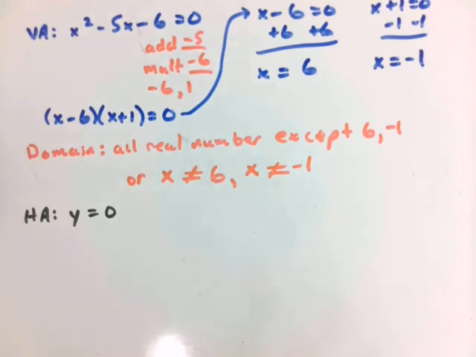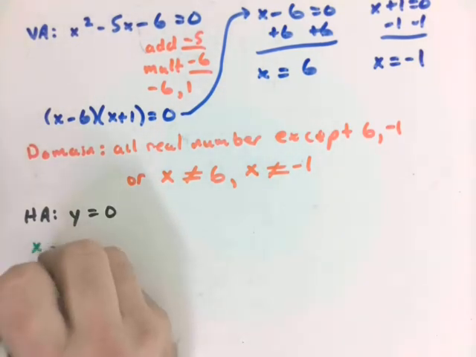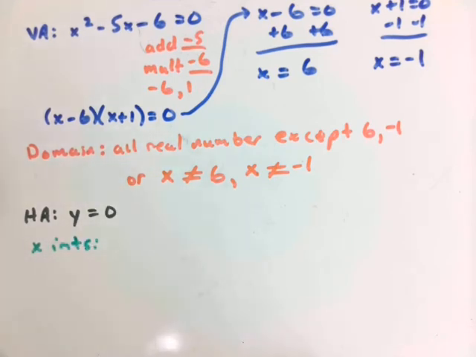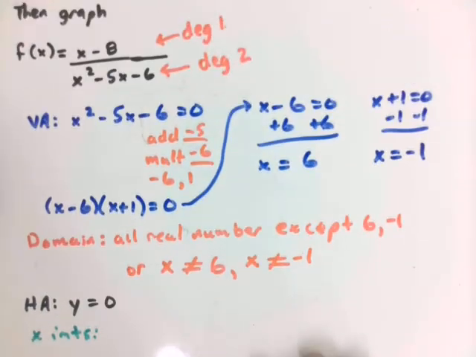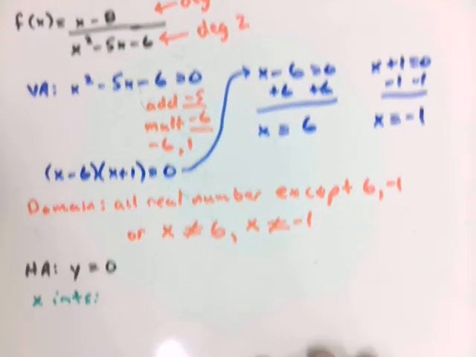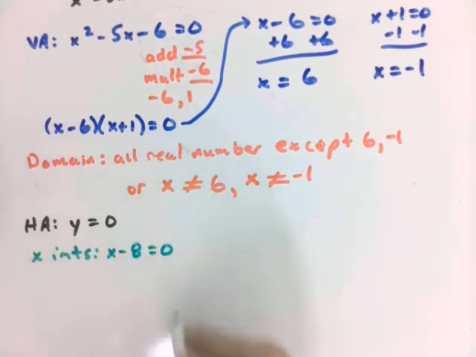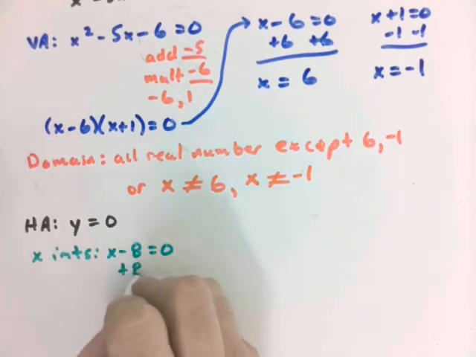To go through and find our x-intercepts, we take the top and set that equal to 0. So in this problem, x minus 8 is the top. We set that equal to 0 and solve.